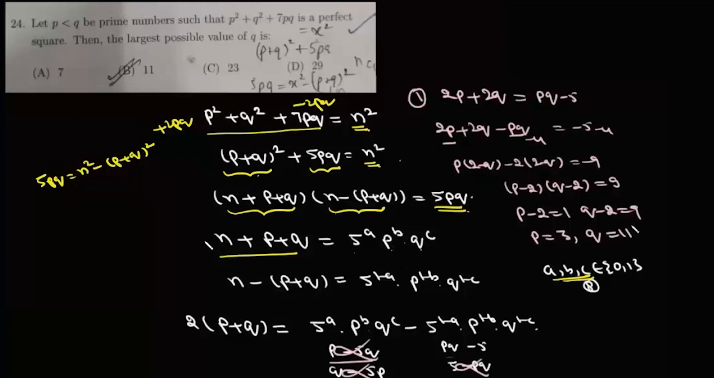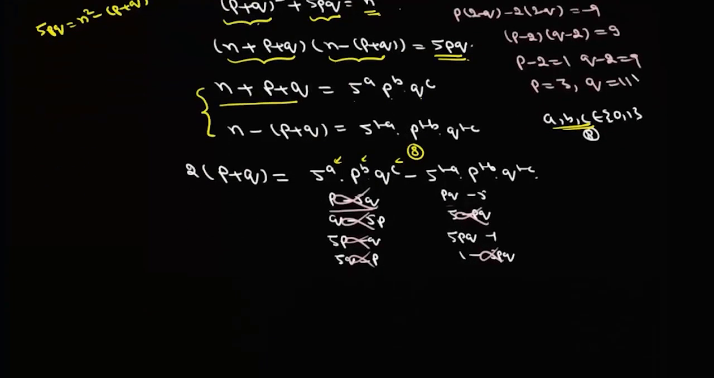So basically we have to distribute 5pq in two expressions. Now what we'll do is, we'll subtract the second from first, then we can write 2 times p plus q, and it'll be 5 to the power a, p to the power b, q to the power c, minus 5 to the power 1 minus a, p to the power 1 minus b, q to the power 1 minus c. And since we have two choices each for a, b and c, so there'll be total 8 possibilities. Now we are going to write all the 8 possibilities. So it can be p minus 5q, q minus 5p, 5p minus q, 5q minus p, pq minus 5, 5 minus pq, 5pq minus 1, and 1 minus 5pq.